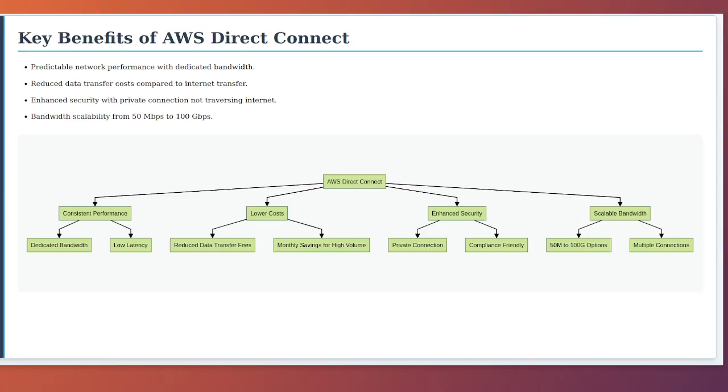The second major benefit is cost reduction for data transfer. AWS charges for data transfer out to the Internet, and these costs can add up significantly if you are moving large amounts of data. Direct Connect typically offers lower data transfer rates compared to internet-based transfers. For organizations moving terabytes of data monthly, the cost savings can be substantial and often justify the monthly port fee for the Direct Connect connection itself.